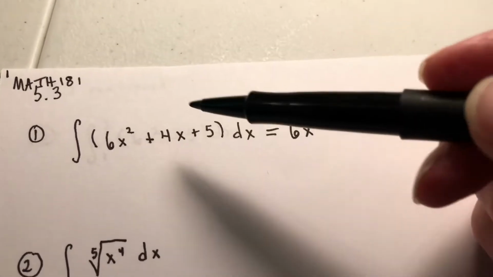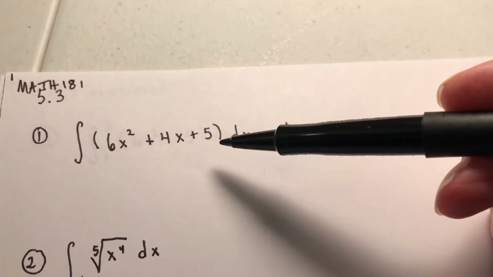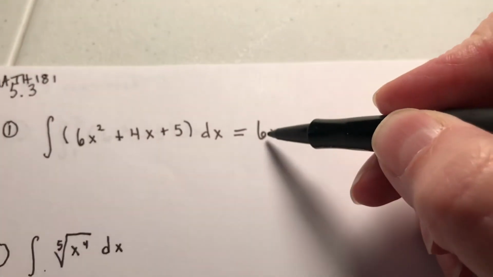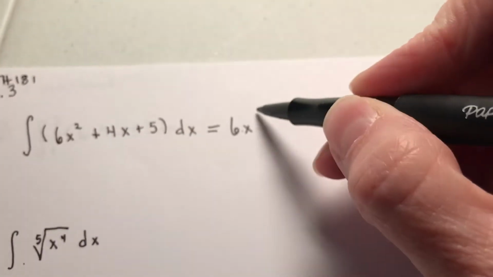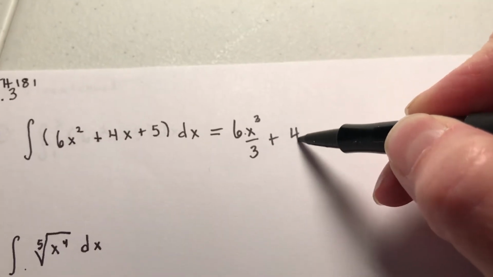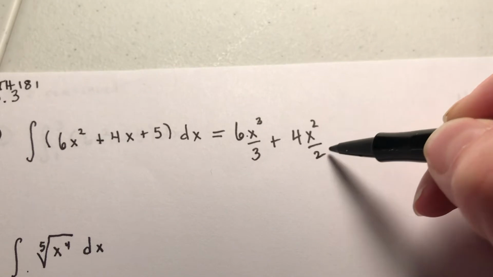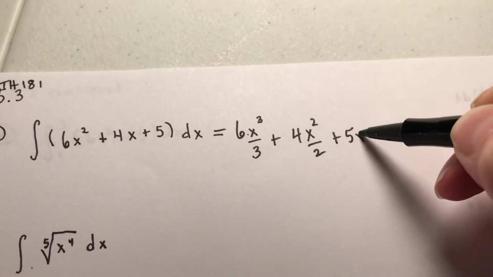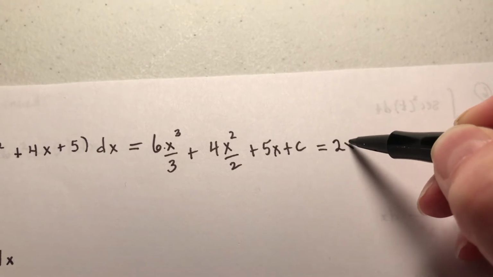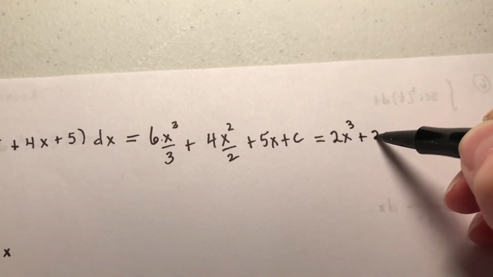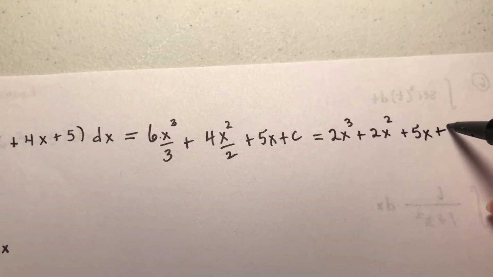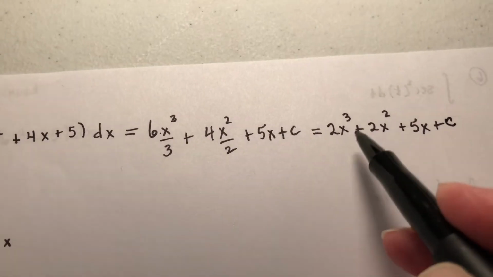Number 1, the integral of 6x squared plus 4x plus 5 dx. So what I'm going to do is my power rule. I add 1 to that, so I get 6x to the third over 3 plus 4x squared over 2 plus 5x, and then plus c. So I will simplify that. That's 2x cubed plus 2x squared plus 5x plus c. And there you have it.